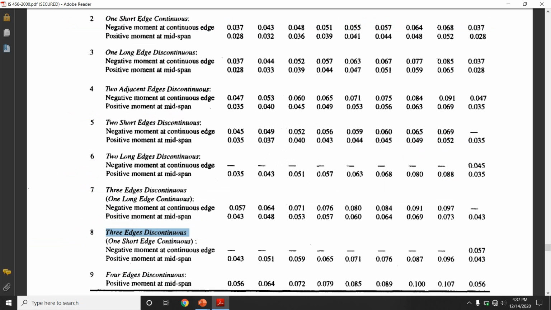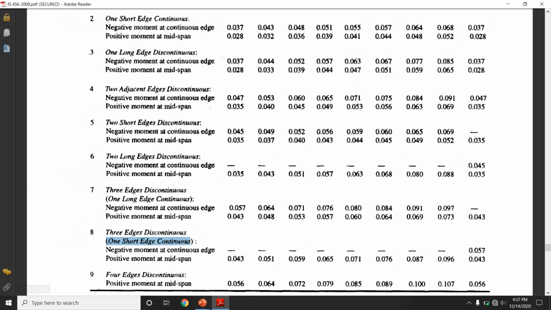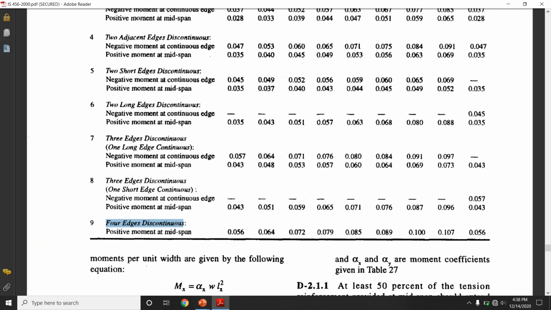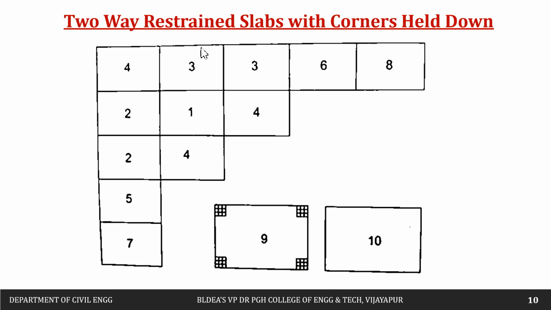Then next is three edges discontinuous, in which one short edge is continuous. Here we have slab number 8. The long edges are discontinuous and one short edge is discontinuous, so only one short edge is continuous as per this clause. Then next is four edges discontinuous. This is the slab wherein all four sides are discontinuous.